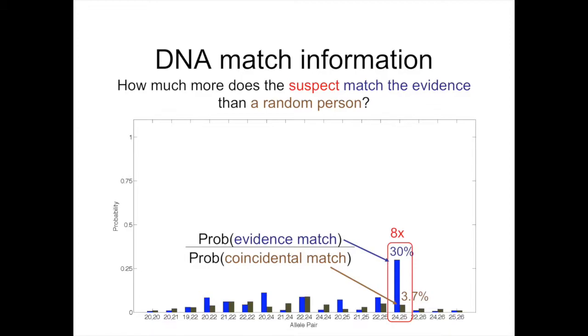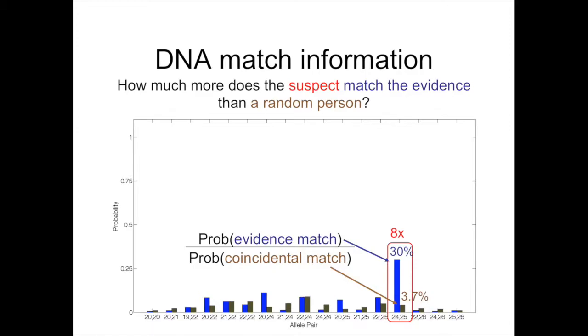In this case, it turns out that Casey Wilson's genotype was a 24-25. That blue bar has a probability for the separated genotype of around 30%. The initial probability of a random person in the population is around 3.5%. And that ratio of the probability of an evidence match, shown in blue for around 30%, divided by the probability of a coincidental match of what a random person would have, around 3.5%, is 8. And that's what a match statistic is.